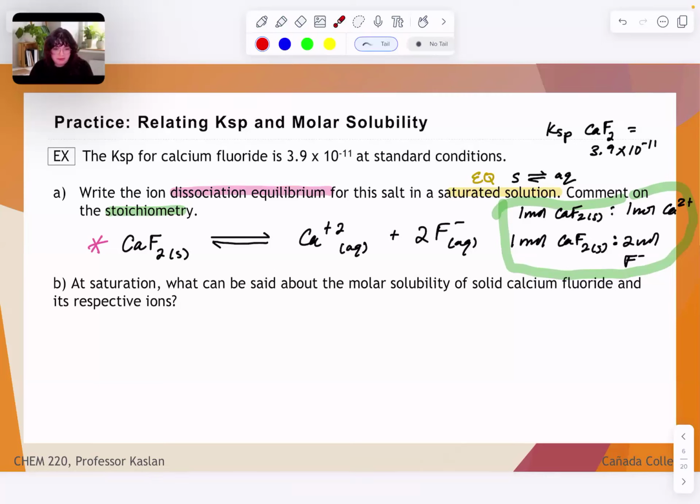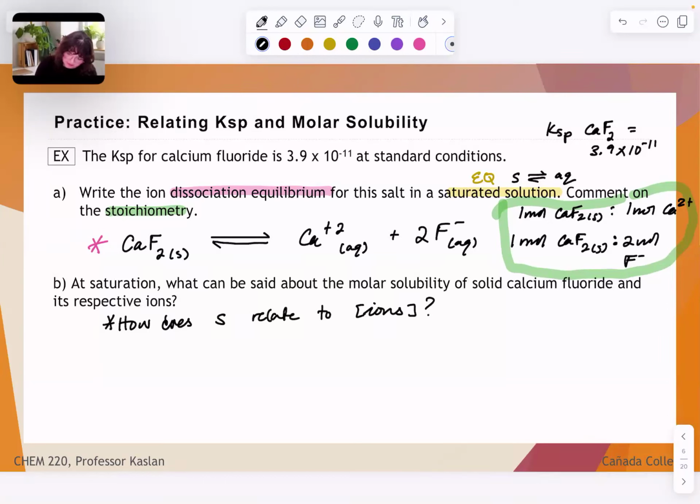So B, at saturation, what could be said about the molar solubility of the solid and its respective ions? Meaning, how do we relate these? So this is where we're practicing what we talked about in our last slide. I'm trying to figure out exactly how S relates to our concentration of ions?